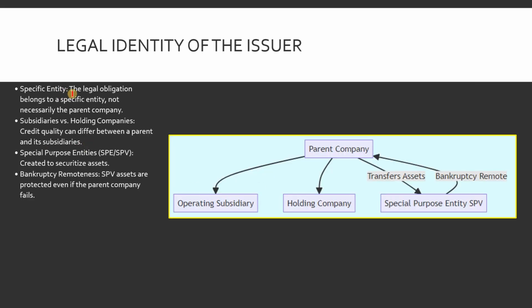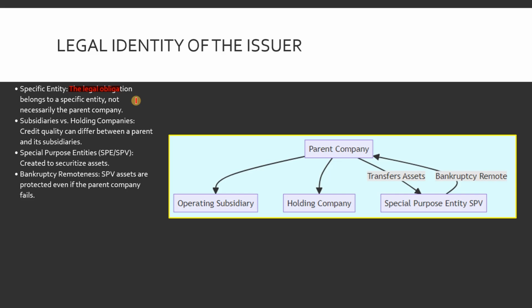So we must ask who actually owes you the money. This is the legal identity of the issuer. It is not always the main brand name you see on the product. It might be a subsidiary or a holding company. This matters because a subsidiary might be safer or riskier than its parent company.